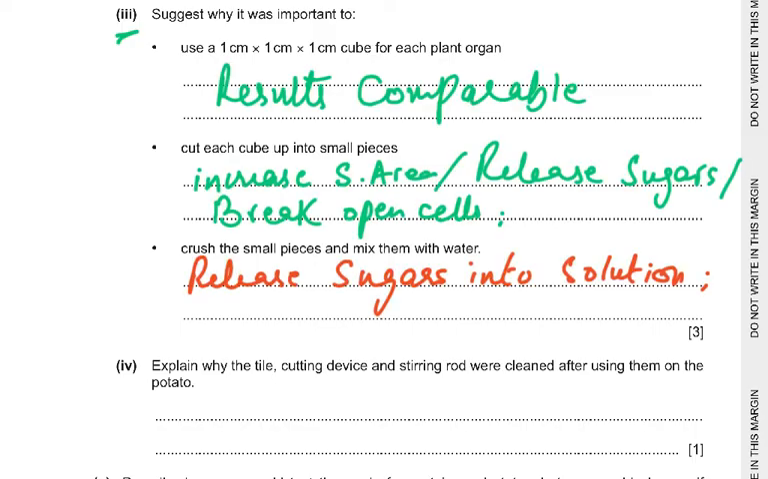So this is how we would word the answers, and this is a 3 mark question, and you have to be very careful not to lose a mark here. So the 1 centimeter cube was for results comparable, and cutting the cubes into pieces was to increase surface area or release the sugars or break open the cells. And then mixing them with water was to release the sugars into a solution or form a sugar solution.